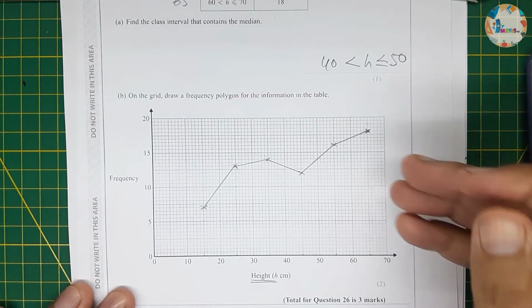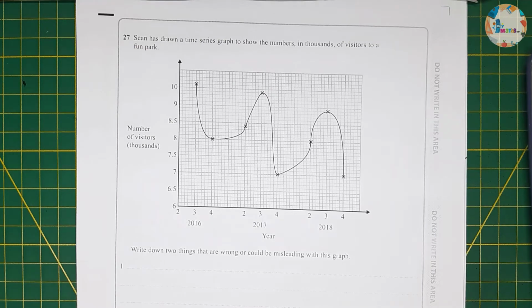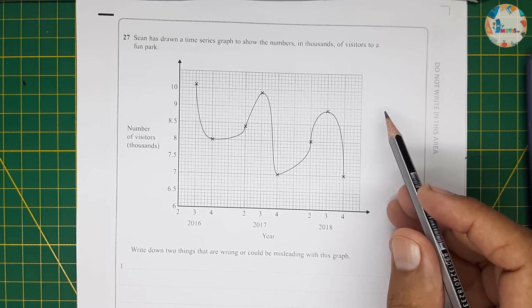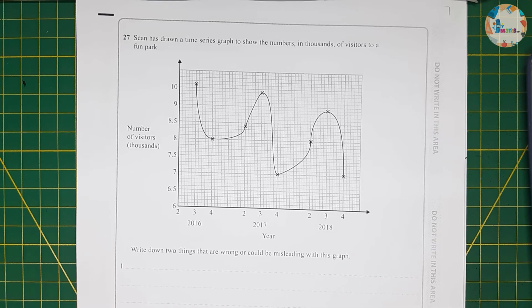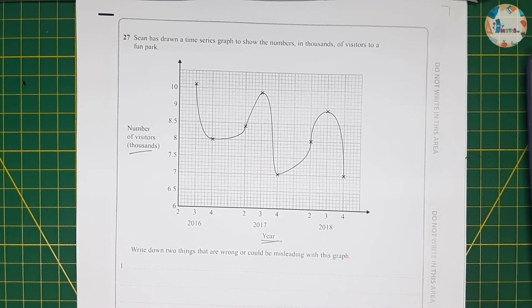So this is the frequency polygon which is required, which we have drawn. Now question number 27. Sian has drawn a time series graph to show the numbers in thousands of visitors to a fun park. Number of visitors in thousands on this side and years on this side. Write down two things that are wrong or could be misleading with this graph.